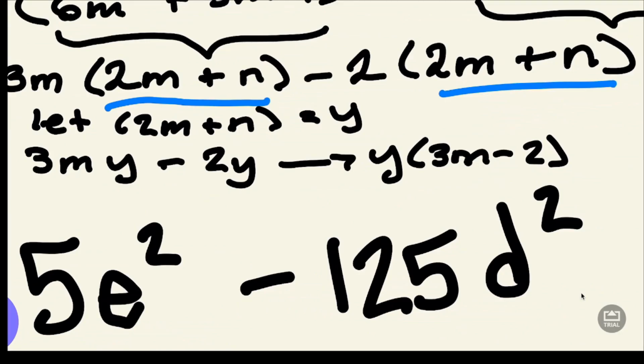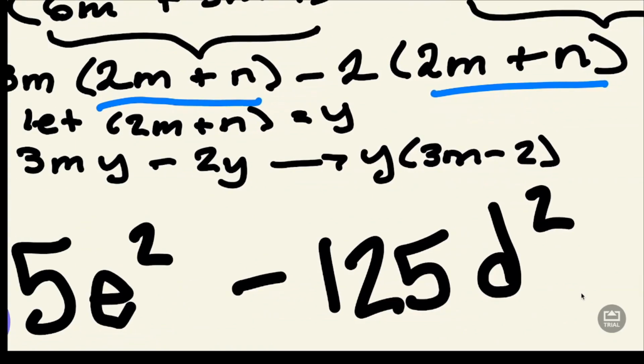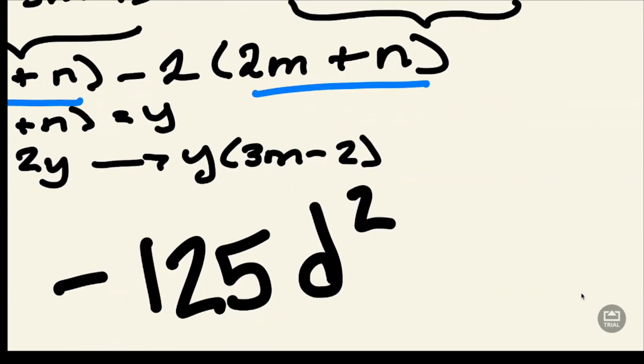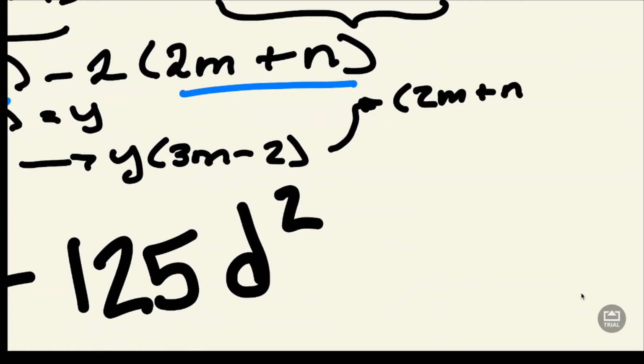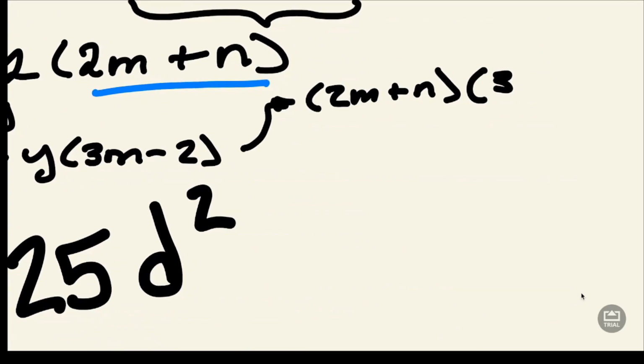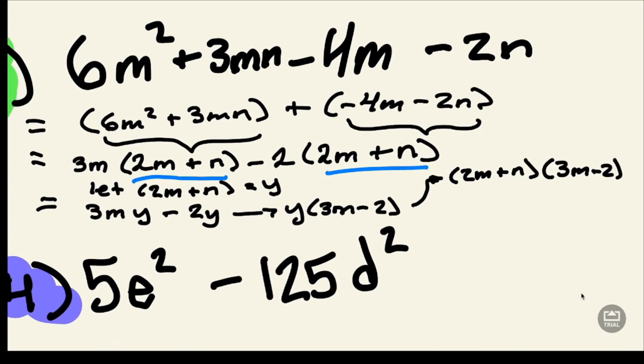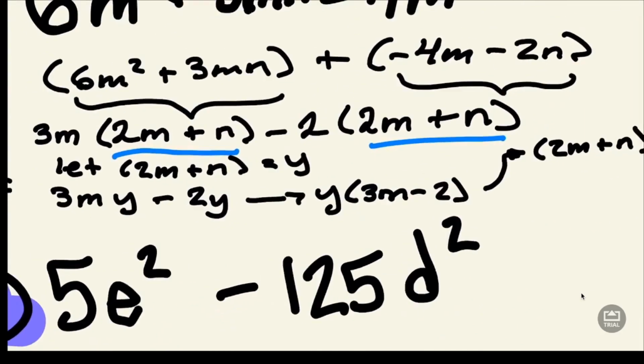But obviously we can't let that y stay like that, because we let y equal something. So what did we let y equal? 2m plus n. So then it's going to be 2m plus n, bracket, what was it, 3m minus 2. And that's your final answer: 2m plus n times 3m minus 2. That is this equation right here simplified.